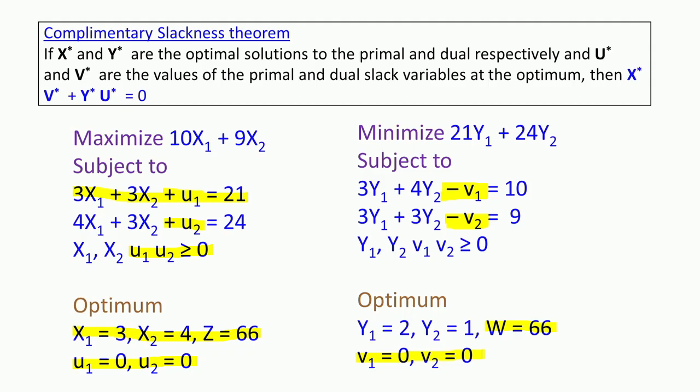So, x star is x1 equal to 3, x2 equal to 4. y star is y1 equal to 2, y2 equal to 1. u star and v star are the values of the slacks. So, u1 equal to 0, u2 equal to 0, v1 equal to 0, v2 equal to 0. Then x into v plus y into u is equal to 0.